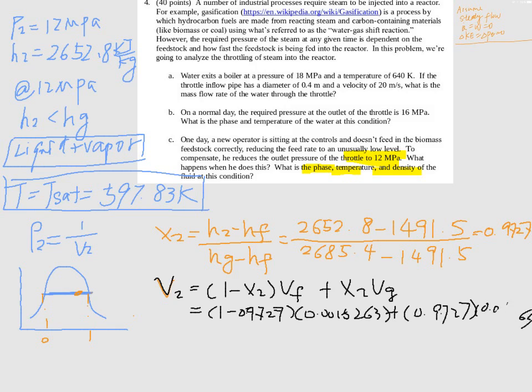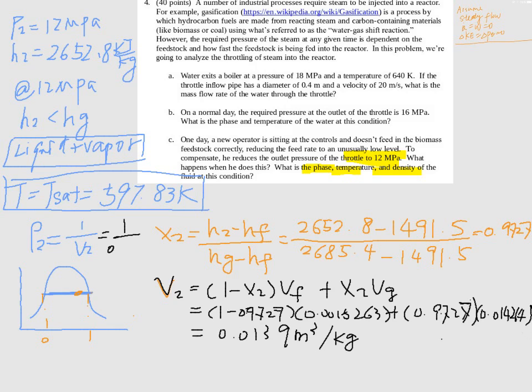Let me rewrite the last part. This is not readable. So 0.9727 times 0.014264. Okay? And this will give us 0.0139 meter cubed per kg. So this is the volume, and now if we want to know the density, we already said it's just the inverse of the volume.